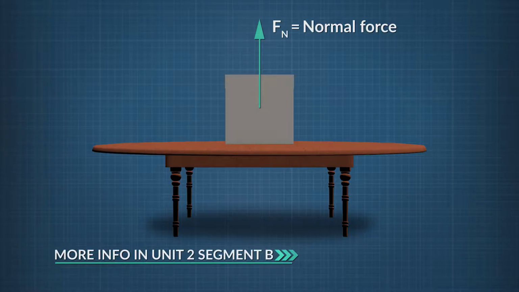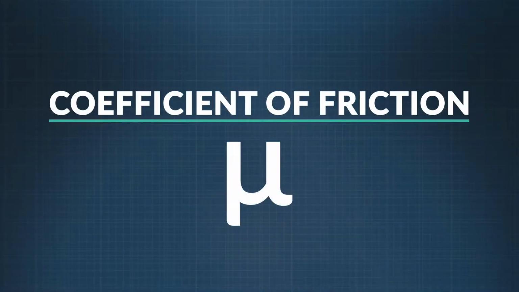Remember, some surfaces grip more than others. The gripping action has already been measured and a number has been assigned. That's the coefficient of friction. You write the symbol like this, a U with a tail. It's the Greek letter mu, and mu stands for the coefficient of friction.